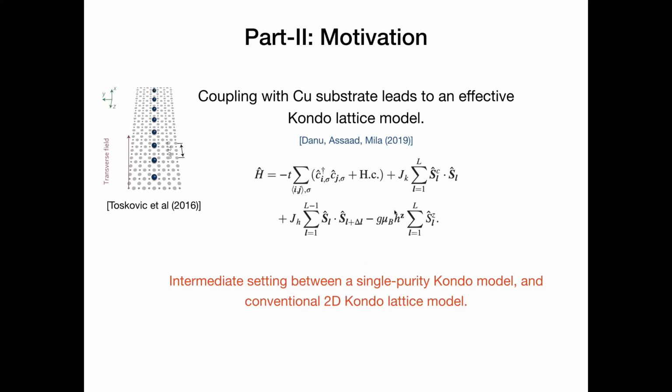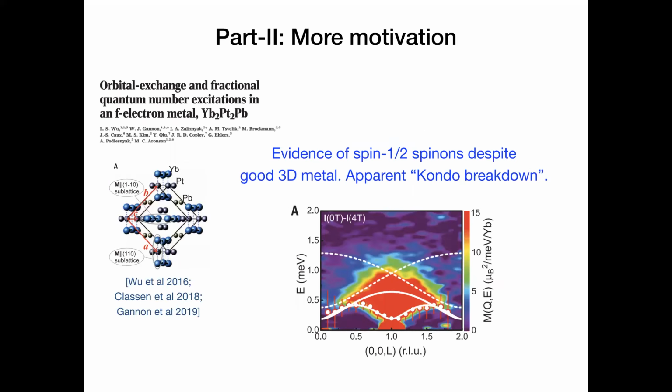And there is a magnetic field which we'll neglect in this talk. So that is the interesting setup. This is a Kondo coupling between the conduction electrons and the local moments. It's not like a single impurity Kondo problem where there's just one magnetic atom, nor is it a conventional Kondo lattice Hamiltonian where electrons and the local moments live in the same dimension.